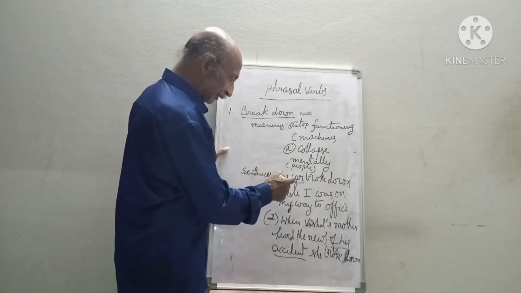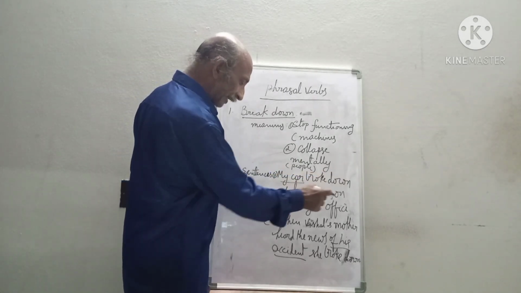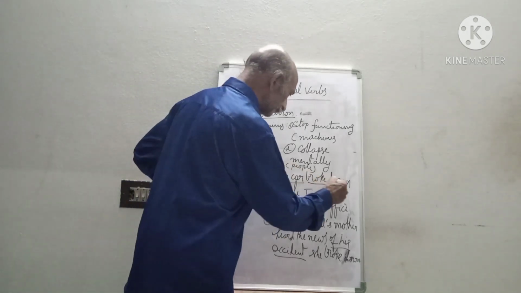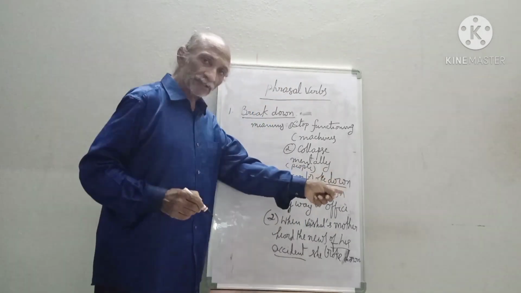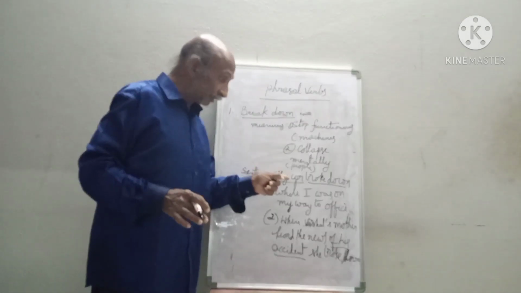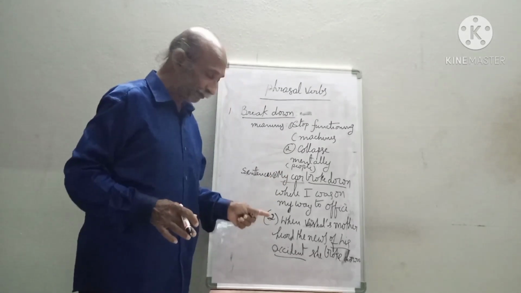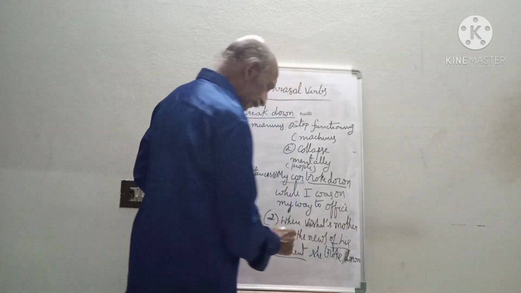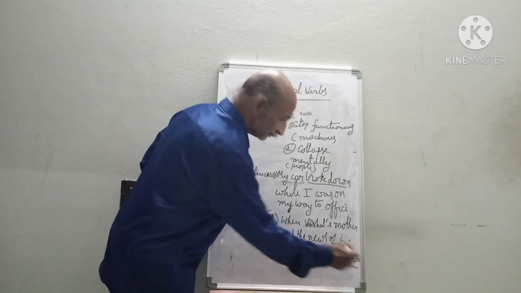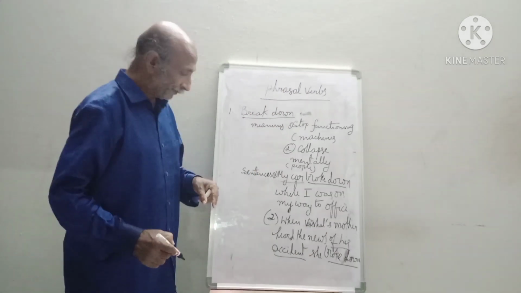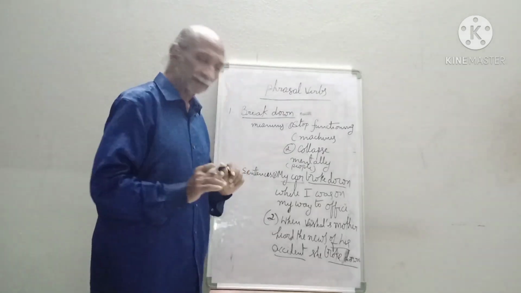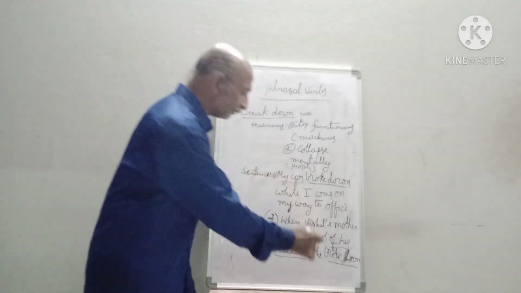Take a look at the first one. My car broke down while I was on my way to office. Here you see, my car broke down means my car suddenly stopped functioning when I was on my way to office. Here I talked about the vehicle. Now here you see, second example. When Vishal's mother heard the news of his accident, she broke down. That means Vishal's mother heard that her son had an accident. When she heard this news, she broke down.